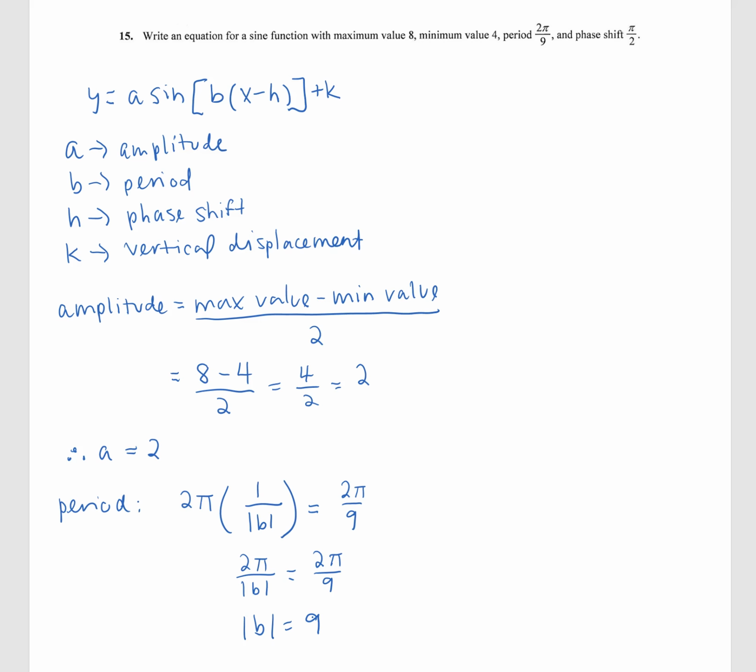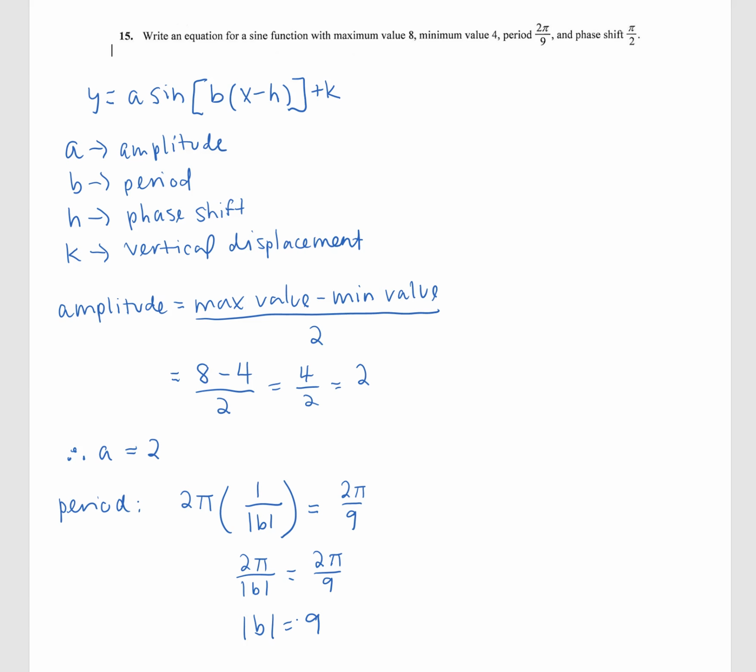And we can just say that b is equal to 9 because we haven't been told any reflections in the x or y axis. Sorry, I misspoke. If a is negative, we'll get a reflection in the x-axis, but we haven't been told there's been one, so we'll keep it as positive. If b is negative, it doesn't matter because it's the absolute value that we're interested in, and that changes just the period of our function.